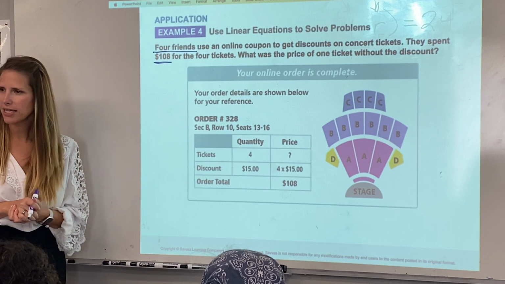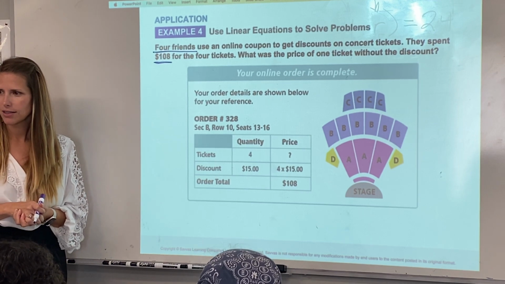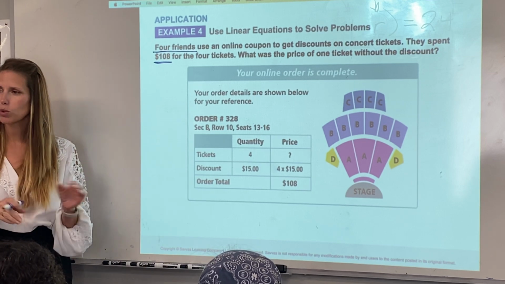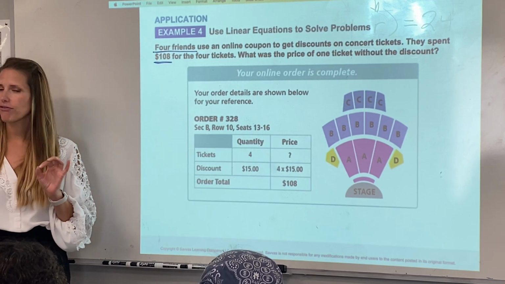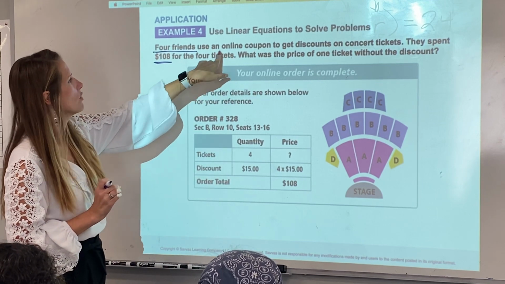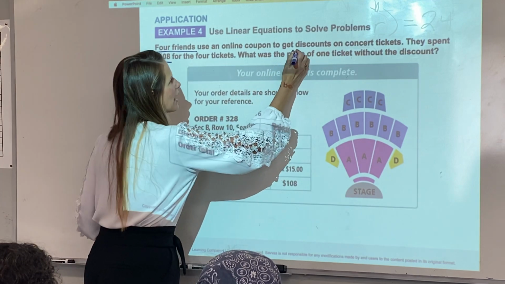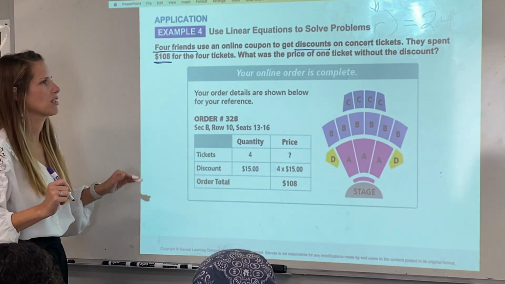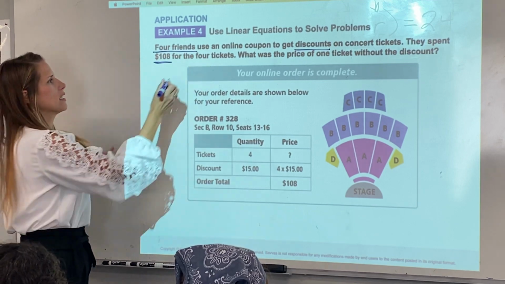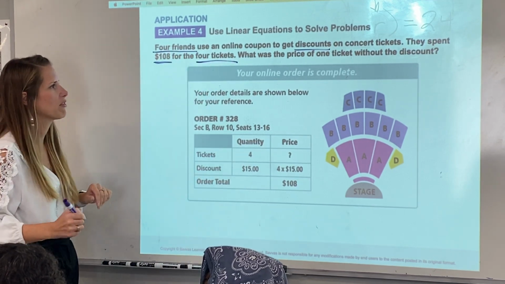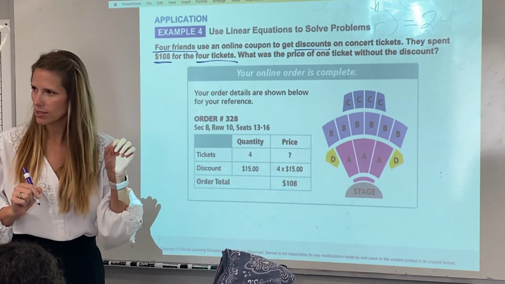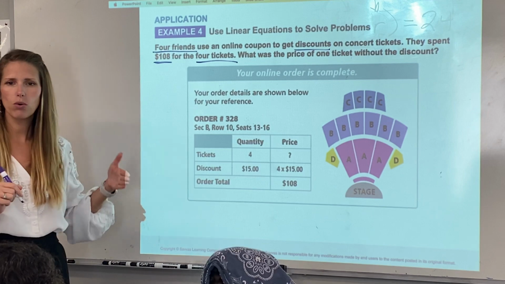Did they pay full price for their tickets? No, they had a coupon. Did only some of them use a coupon, or did every ticket? All of them. Every ticket had a coupon, right? Okay. So they used an online coupon to get a discount. You could underline coupon or discount, doesn't really matter. They spent $108 for all of those 4 tickets. So this and this is kind of the same information. What is the price of one ticket without the discount or before the discount?